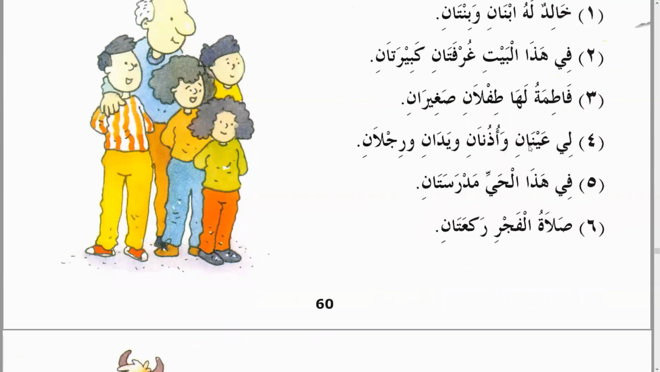Li ainani, I have two eyes. Ain is eye, right? One eye. Ainani, two eyes. Wa udunani, 2 ears. Wa yadani, two hands. Wa rijlani, and two legs. Rijlun is one leg. Rijlani, two legs. So I have two eyes, 2 ears, two hands, and two legs, right? Generally, people have two. Some might have one also.